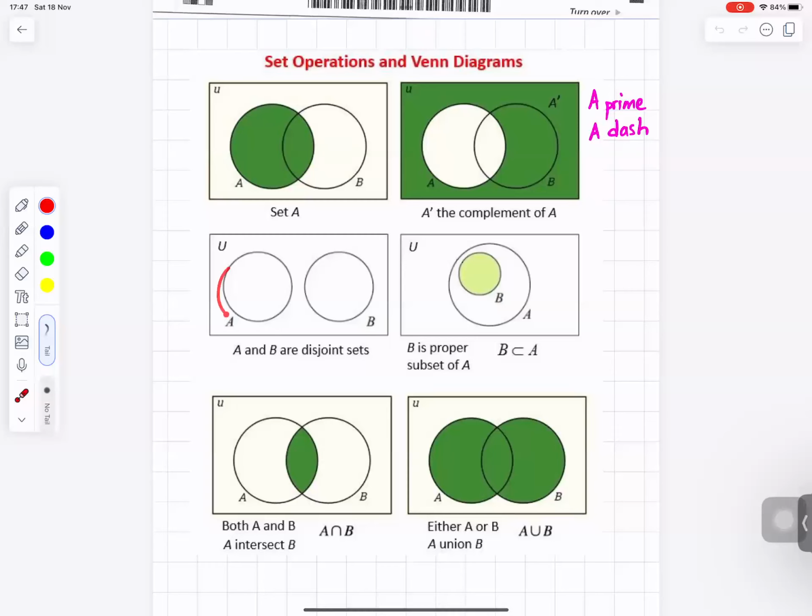A and B are disjoint, they are separate. A intersection B, this one is common in exams. A intersection B is what's found in the middle. And A union B is everything found inside A and B. So these are ones that you need to really know. This one doesn't usually come up in exams.